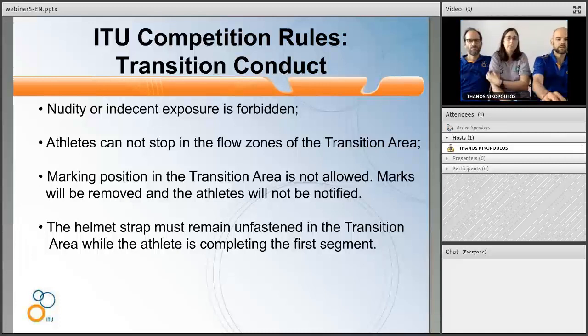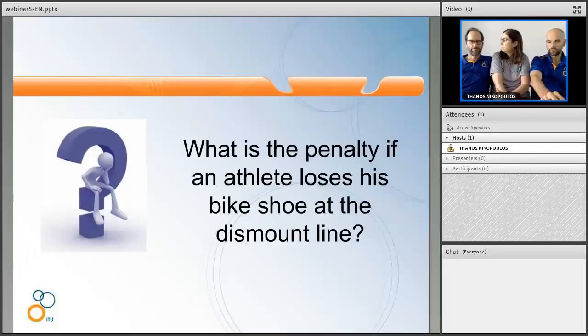On the head. Okay, so let's go through a number of questions which will hopefully help our audience understand the rules more.